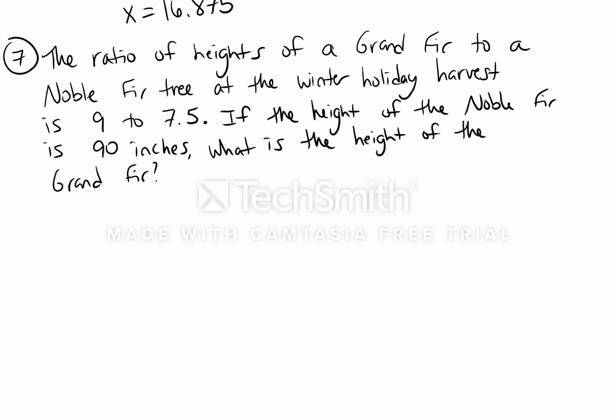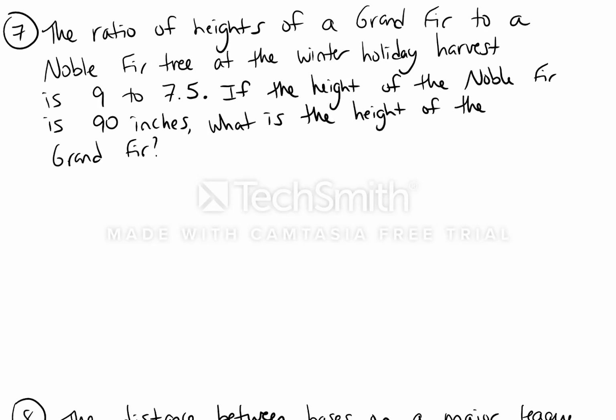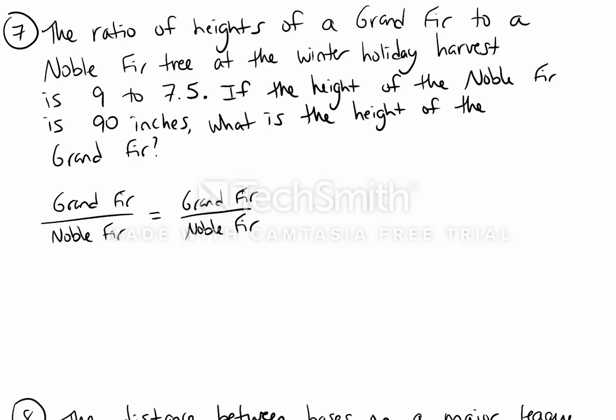Problem 7. The ratio of heights of a grand fir to a noble fir tree at the winter holiday harvest is 9 to 7.5. If the height of the noble fir is 90 inches, what is the height of the grand fir? So we're going to have another proportion here. I'm going to set up my grand fir over my noble fir and set it equivalent to grand fir over noble fir. It's very important to keep your ratios constant here, keep the pattern the same.